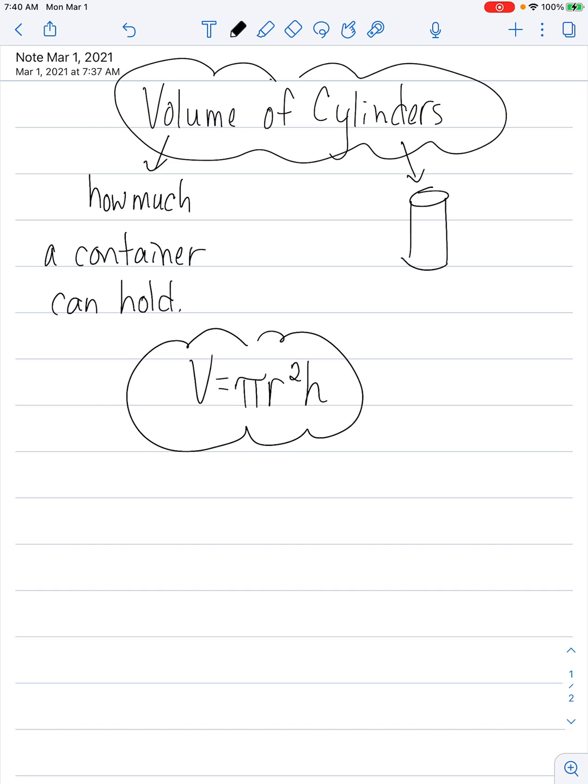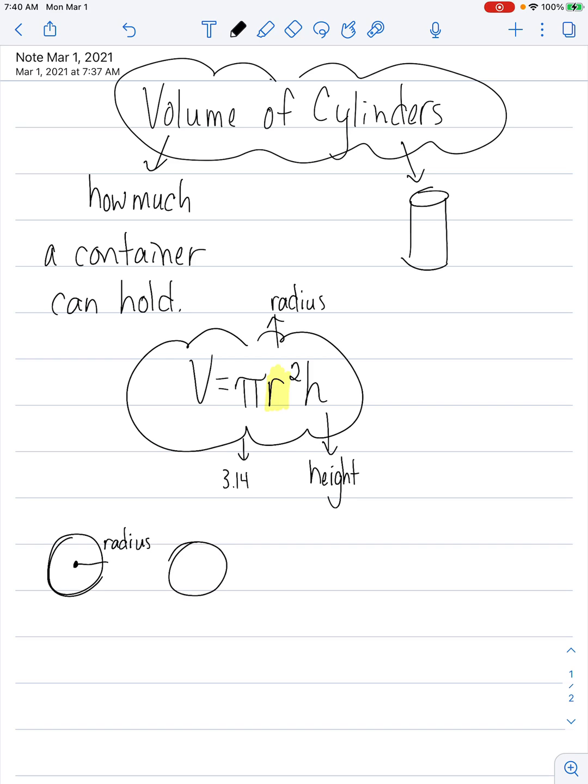Now I want to focus for just a minute on this part right here. We said that pi, I don't know if you remember, but pi we use 3.14. R stands for the radius, and H stands for the height of the can or the cylinder. So let's look at this radius for just a minute. When we talk about radius, we're talking about this measurement right here on a circle. It's halfway across a circle.